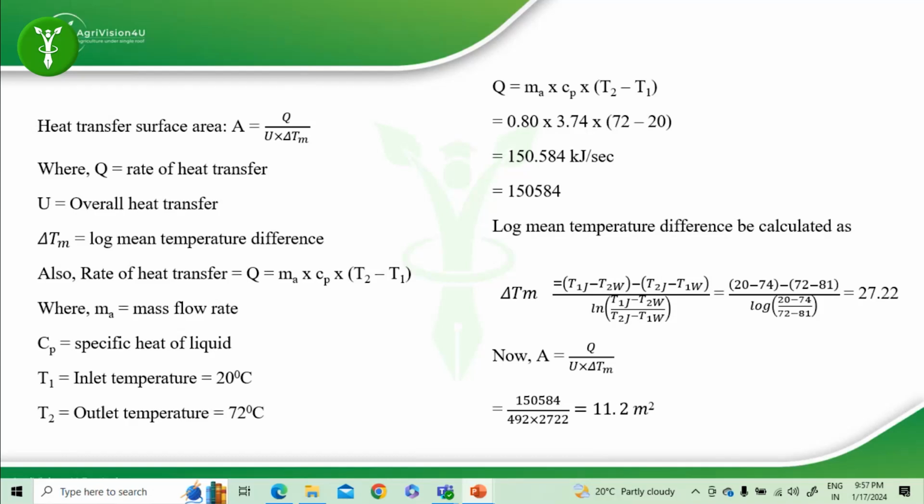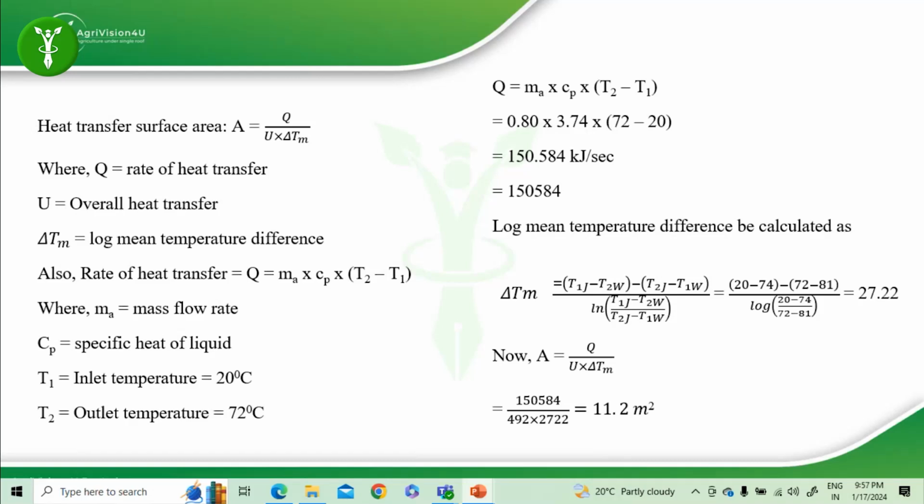So we can calculate the value of Q as m Cp dT. Put the values. The value of m is 0.8, the value of Cp is 3.74, and T2 minus T1. The juice is entering at 20 degrees Celsius and leaving at 72 degrees Celsius, that is 72 minus 20. So that stands for 150.584 kilojoule per second. We can convert it to joule as 150,584 joule per second.